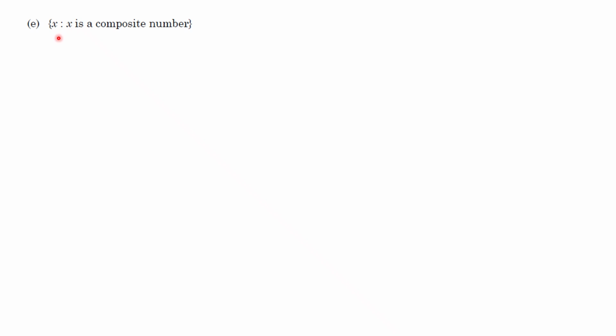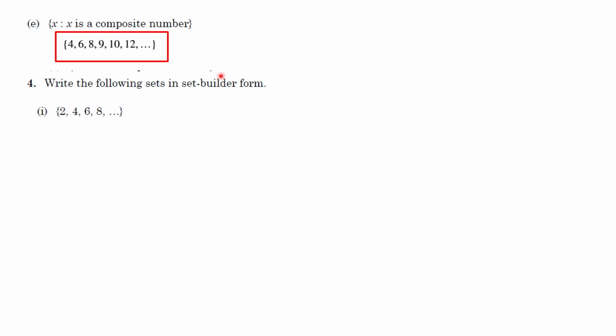Next, set of elements of X such that X is a composite number. Now composite numbers are also infinite. It starts from 4, 6, 8, 9, 10, 12 and so on.